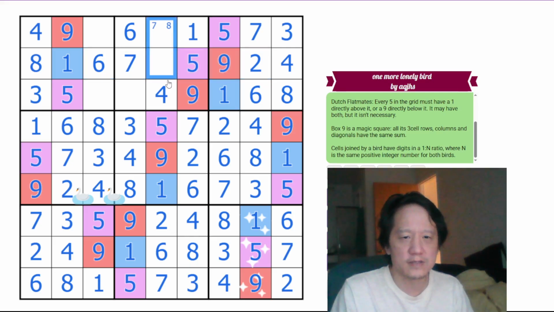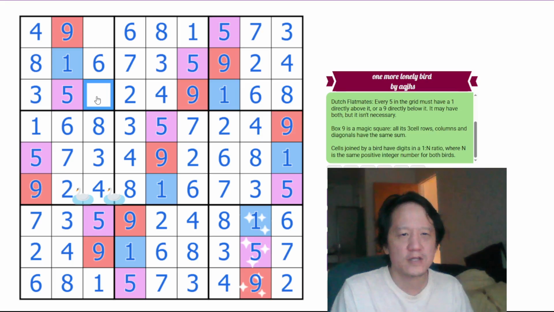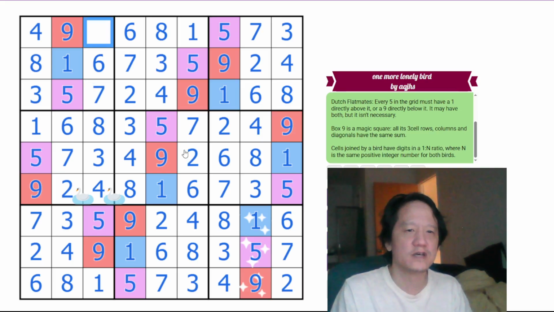Okay, this has to be 3 and 8. This can't be 8, so this is 3. This is 8. That leaves this as a 2. That leaves that as a 7, which leaves that as a 2.